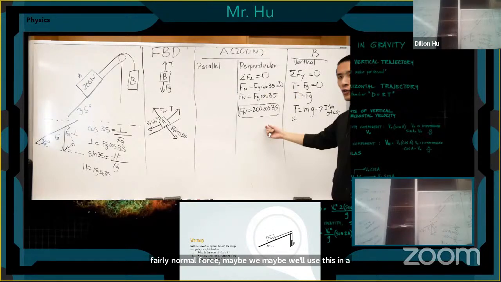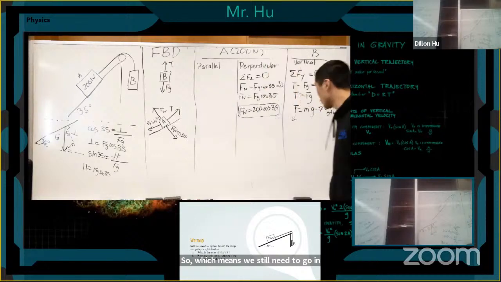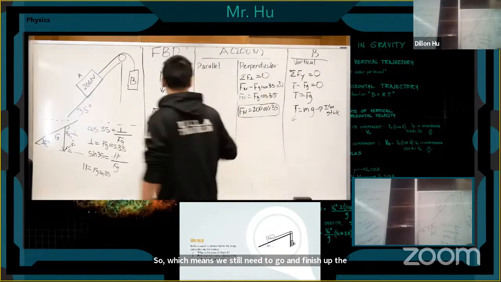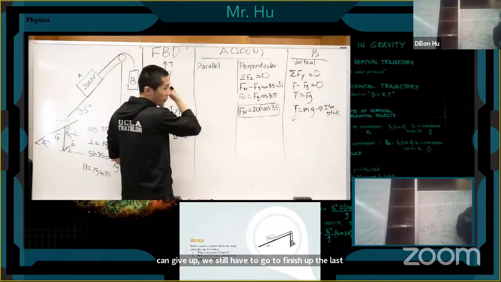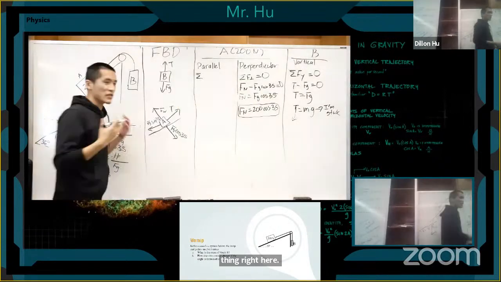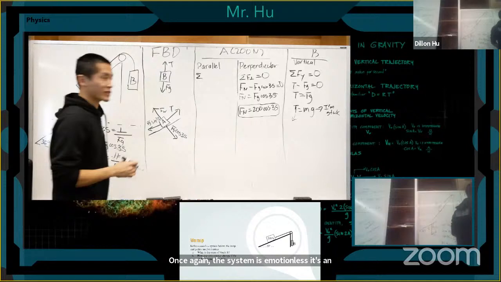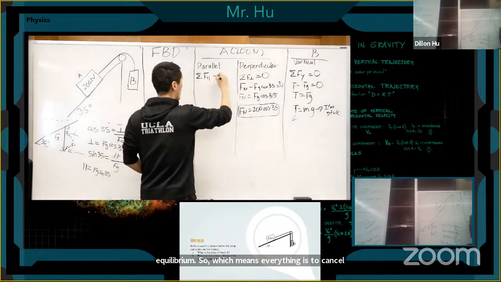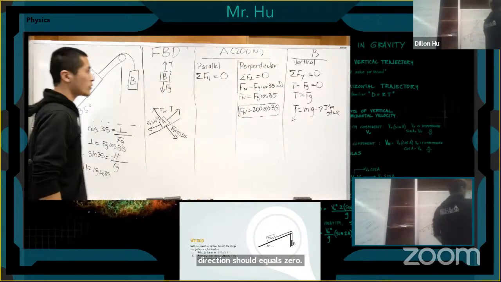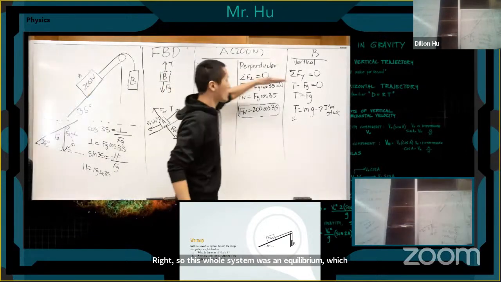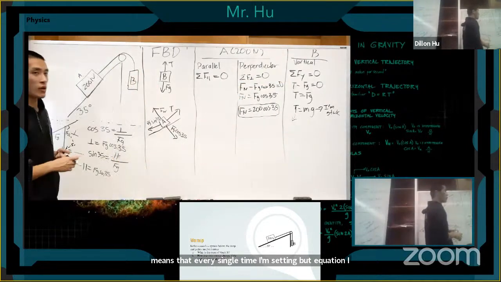So we still need to go and finish out the last direction before we can give up. In the parallel direction, how do we set this up? Well, once again, the system is motionless. It's in equilibrium, which means everything needs to cancel out, so the sum of all forces in the parallel direction should equal 0. This whole system is in equilibrium, which means that every single time I'm setting up an equation, I can already say the sum of all forces in that direction for that object is 0.